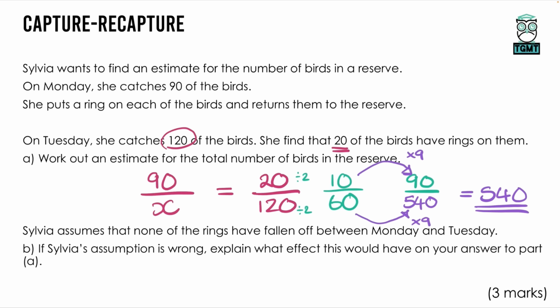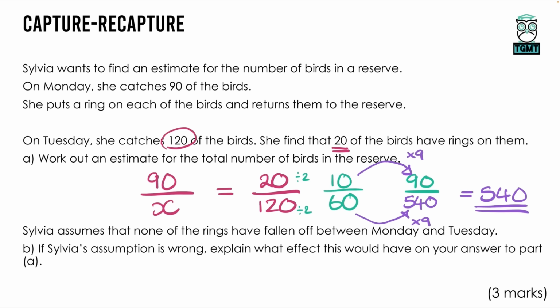We are making some assumptions in this question, and it does say in this part here, Sylvia assumes that none of the rings have fallen off between Monday and Tuesday. And that's one of the assumptions we make in this question. There are more assumptions that we make than that, but we assume that the rings haven't fallen off. We assume that none of the birds have died. We assume no additional birds were added into this reserve. So they're all things that we assume because all of those things could affect our answer.